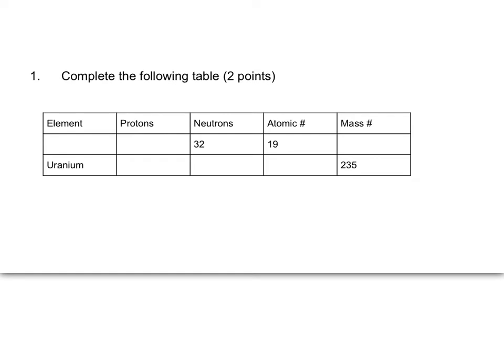Last one, filling in the table here. Okay, you have to sort of work with what you've got to find what you're missing. So atomic number 19 tells me that there are 19 protons, and if I look up number 19 on the periodic table, that's potassium. The mass number is the protons plus the neutrons, which in this case comes out to 51. Uranium, I'm only given the mass, but if I look up uranium on the periodic table, it's got 92 protons because it's atomic number 92, and then I just take 235 minus 92, and I find that that particular isotope has 143 neutrons.